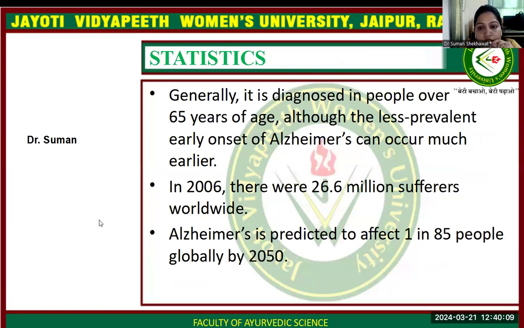Generally, it is diagnosed in people over 65 years of age, although the less prevalent early onset Alzheimer's disease can occur much earlier. In 2006, there were 26.6 million sufferers worldwide. Alzheimer's is predicted to affect 1 in 85 people globally by 2050.